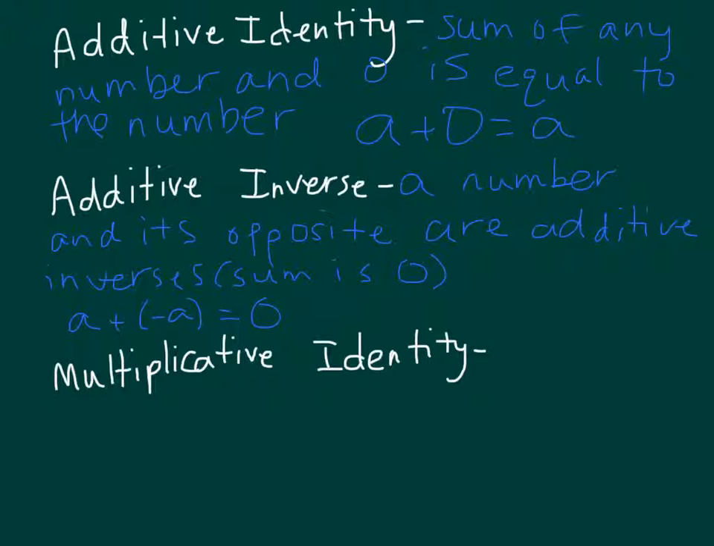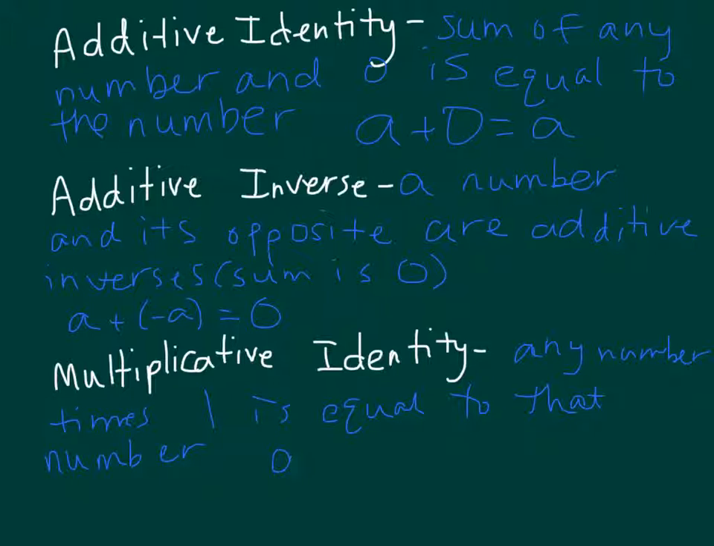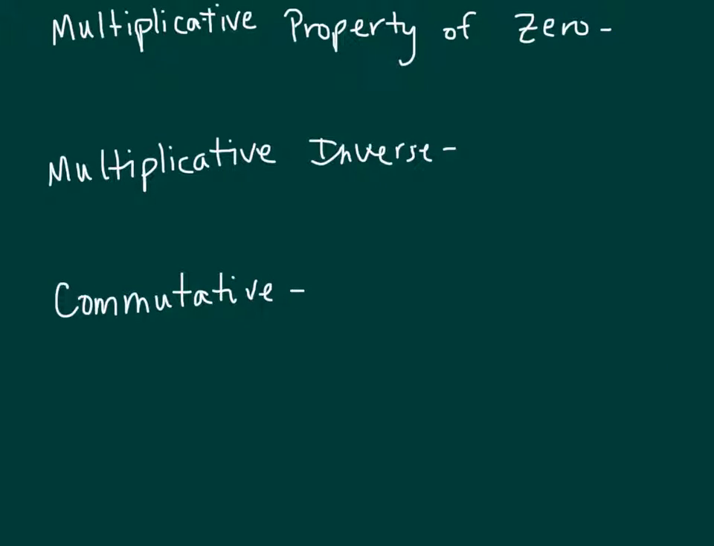Okay, the multiplicative identity says that any number times 1 is equal to that number. So if I have any number A and I multiply it by 1, I'm going to be left with A. A few more properties. The multiplicative property of 0 says any number times 0 equals 0. So any number A times 0 always equals 0.